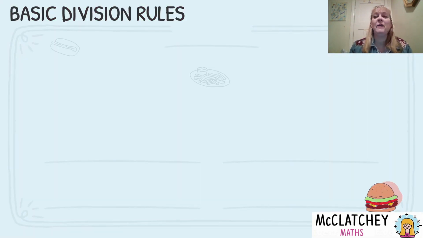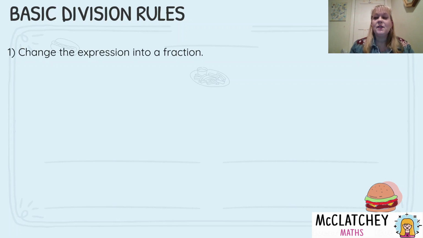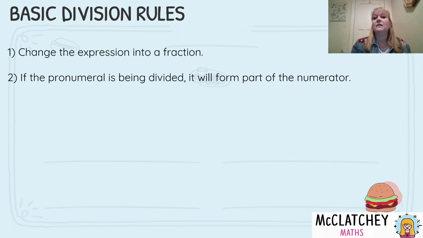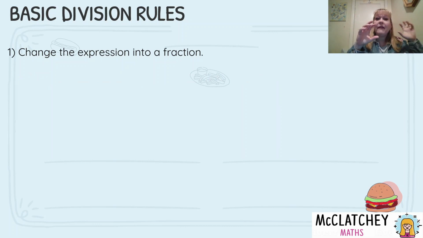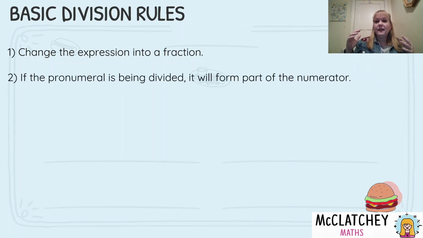So let's have a look at some of our basic division rules. Any expression you've got, so if you've got something like 6x divided by y, change it into a fraction, 6x over y. So that's your first step, get it into a fraction. Then if we're dividing our pronumeral, like if it was 6x, the pronumeral is the x part, if it's being divided by something else, it's going to form part of the numerator. So let's say I had x divided by 3, then the pronumeral is before the divided by, which means it goes on the top as the numerator.